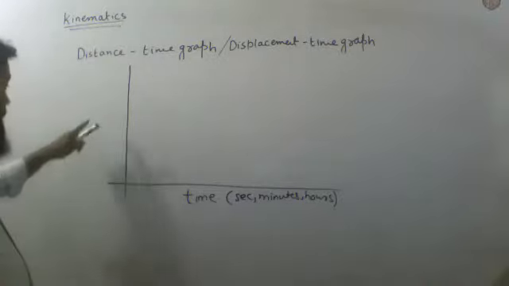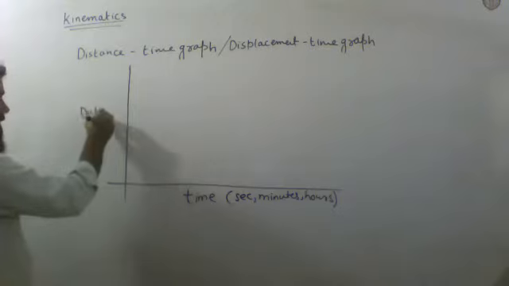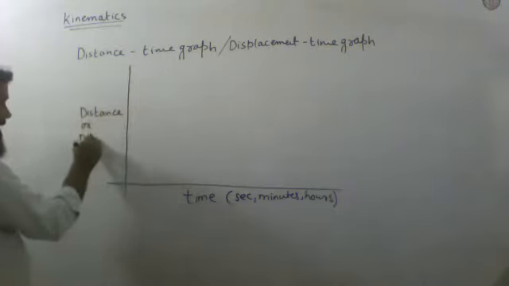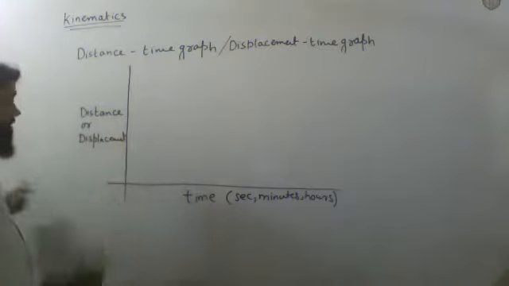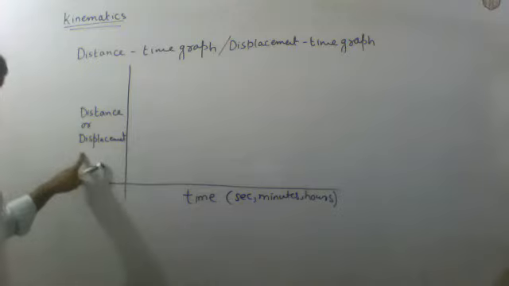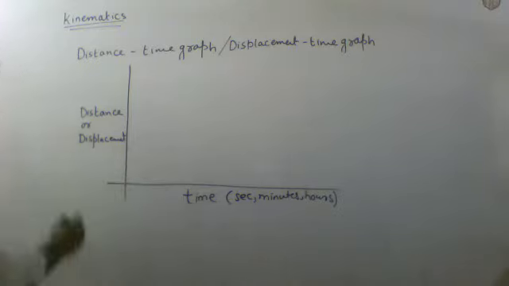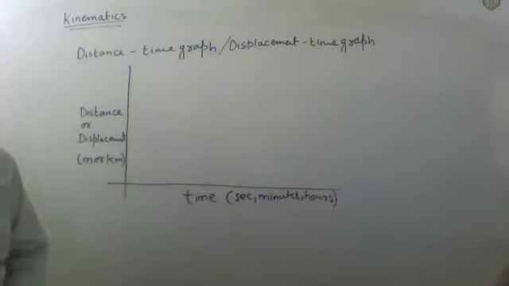Right? Distance or displacement will always be given on the y-axis. Okay, distance can be given in meters or kilometers.